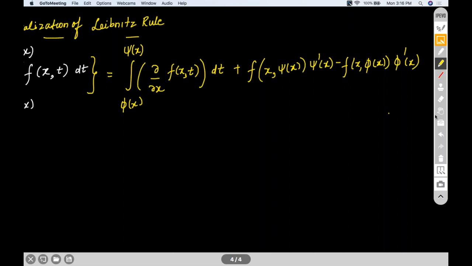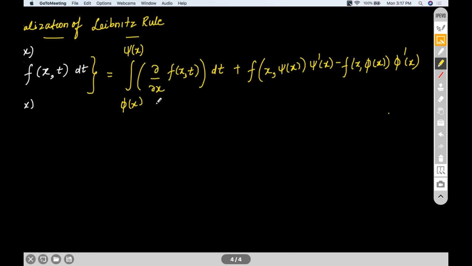Now everybody knows the partial derivative with respect to x. When you are doing a partial derivative, you have to treat only x as a variable. Rest everything will be like a constant. So when you do partial derivative with respect to x, only x will be treated as a variable.